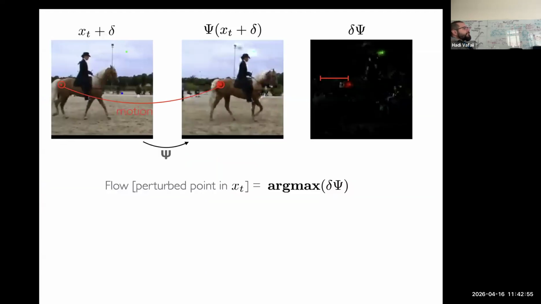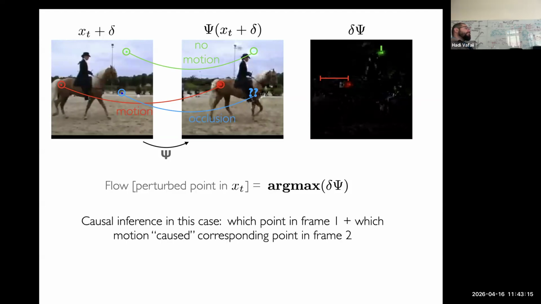Why? Well, the red blob moves because it was on the back of the horse and the horse moved. And the green blob didn't go anywhere because the background was stationary. And the blue one disappeared because it was occluded. So basically what this is saying is optical flow is the argmax of that predictor, the causal inference in this case: which point in frame 1 plus which motion will cause the corresponding point in frame 2. So I've just told you essentially how to construct optical flow as an approximate causal inference in this predictor.